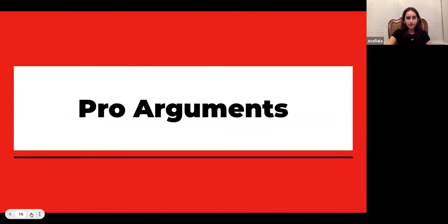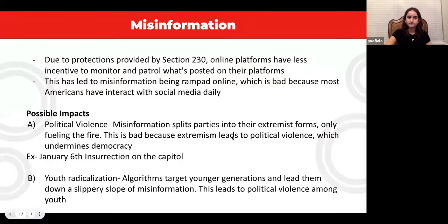Okay, pro arguments. The first pro argument we wrote down is misinformation. Due to protections provided by Section 230, online platforms have less incentive to monitor and patrol what's posted on their platforms, because again, they're not liable for anything that happens on their platform. So there's no reason for them to go in and cut down on content or increase content restrictions, because they're not getting sued. It has no impact on them.